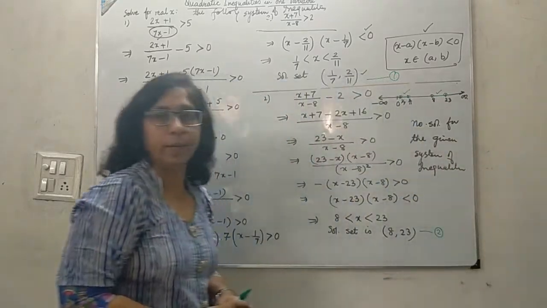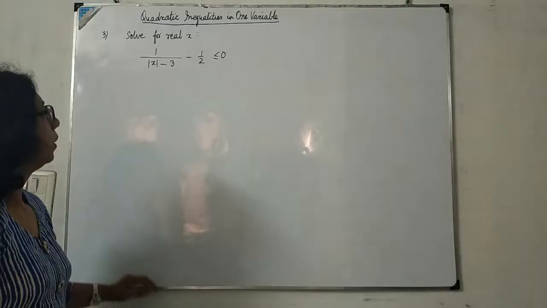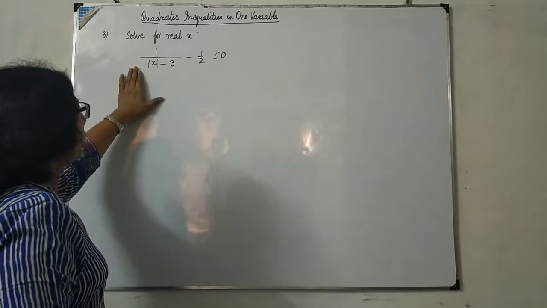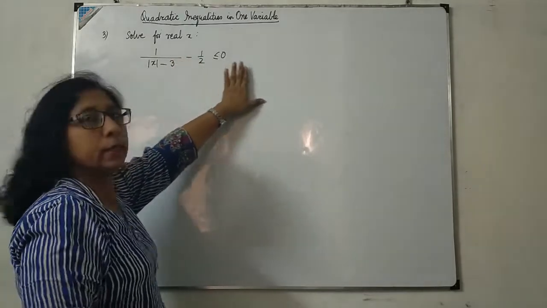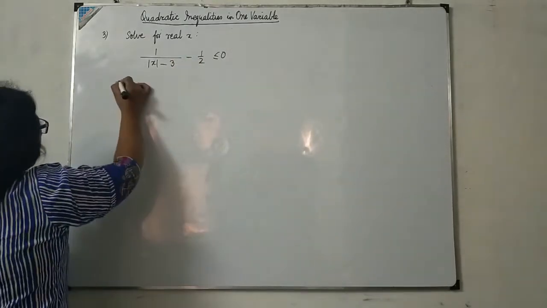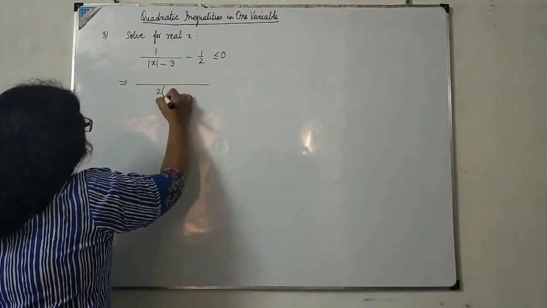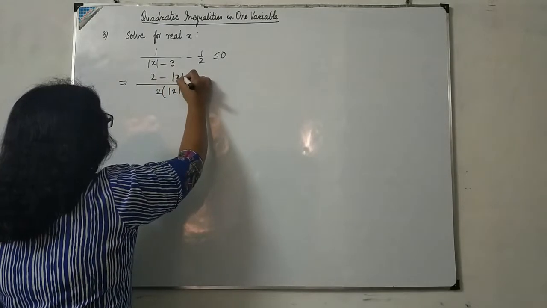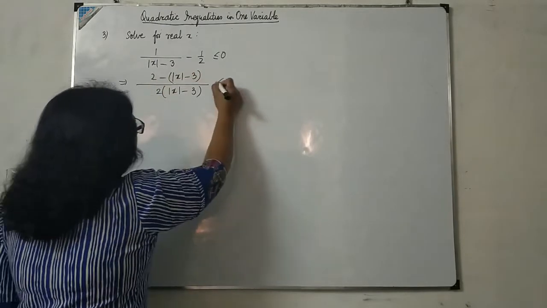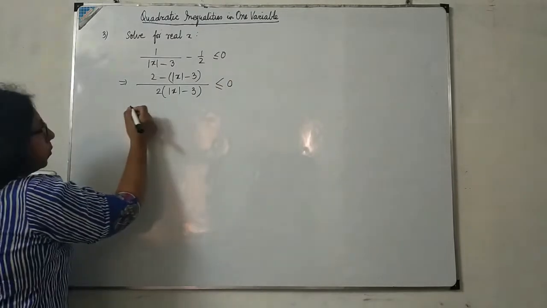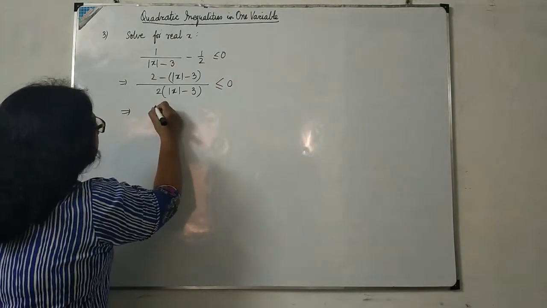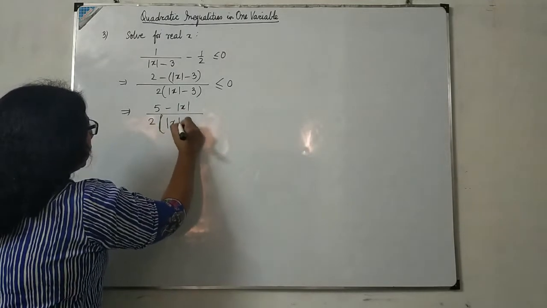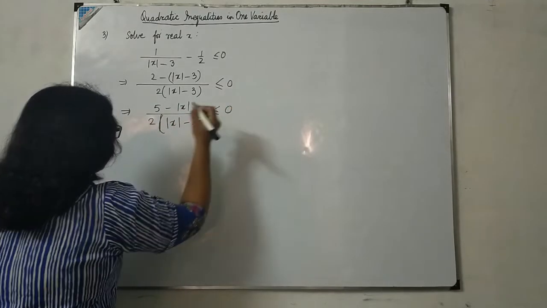Let me take one more example. Solve for real x: 1/|x - 3| - 1/2 ≤ 0. To solve this, we will first take the LCM of the denominators. We have here (2 - |x - 3|)/(2|x - 3|). That becomes (5 - |x|)/(2(|x| - 3)) ≤ 0.